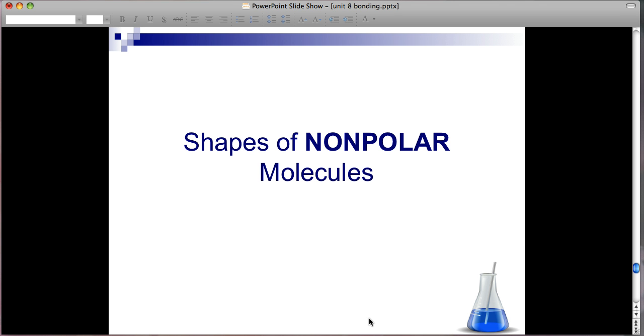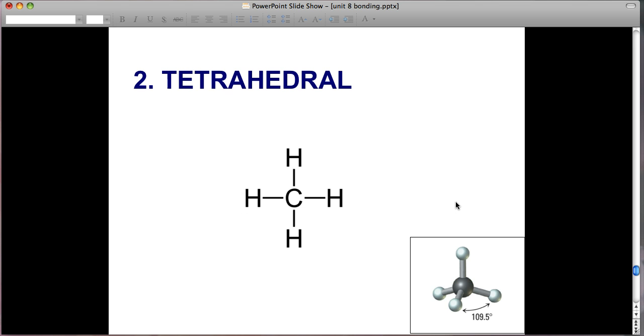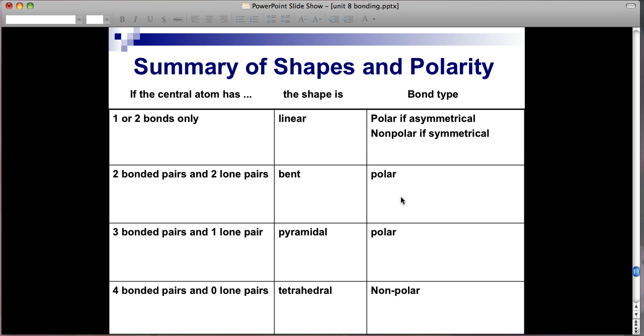So what about shapes that are nonpolar? Here we have linear that is nonpolar because we have two identical atoms, both oxygen, both of the same charge. It's equal. Here's carbon dioxide, and we have a partial positive in the center, but it's symmetrical. If we put a mirror here and a mirror here, they're the same on both sides. Tetrahedral is another example of a nonpolar shape. Here we could put a mirror here, and it's symmetrical, and horizontally it is symmetrical as well, so it would be nonpolar.